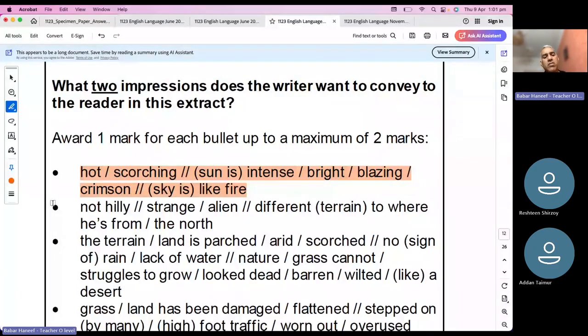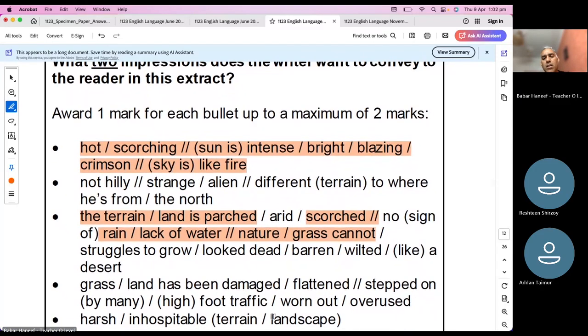And the second impression is related to terrain. The land is parched, like the word scorched used earlier. No rain, lack of water. It's been ages, and the grass, you can see, has been trampled. It's been damaged. So these are two mental images that you can clearly see written there. The land has been damaged. It's all flat.